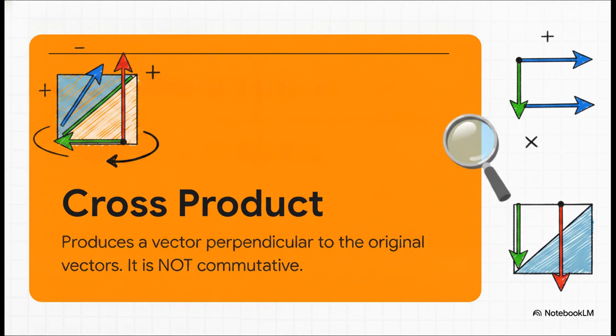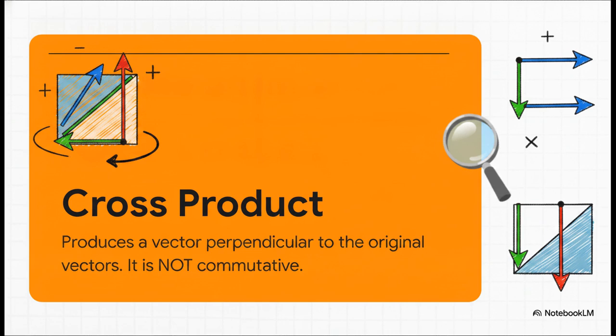The cross product. In stark contrast to the dot product, the cross product combines 2 vectors and creates a brand new third vector that is entirely perpendicular to the first 2. Its magnitude is equal to the area of the parallelogram formed by the 2 original vectors, and please highlight this next part in your notes.